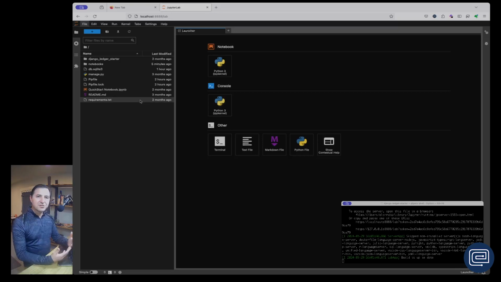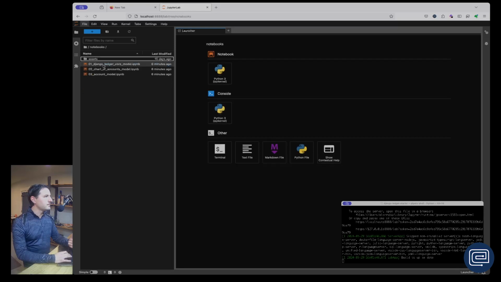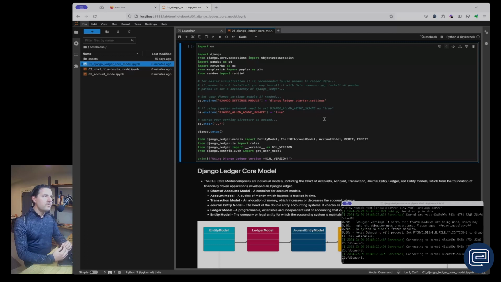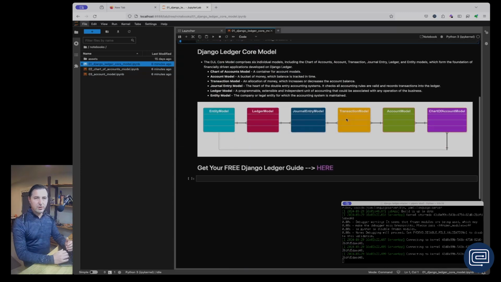Now, within the Django Ledger starter template, there's the Quick Start Notebook, which I mentioned in the first video, and there's also a Notebooks folder. Let's go ahead and get into that Notebooks folder right now. The first notebook that we're going to be reviewing is the Django Ledger core model. The other notebooks are going to be related to a different tutorial or a different video. Okay, so this Django Ledger core model notebook is going to explain what each one of those models is all about. And this is a brief overview of each one of them.